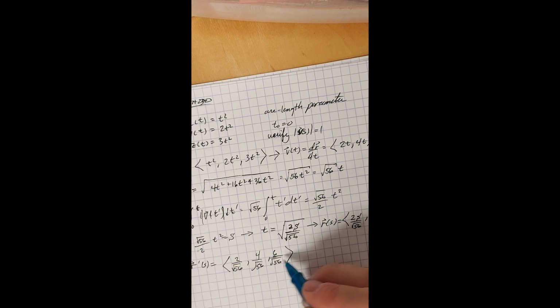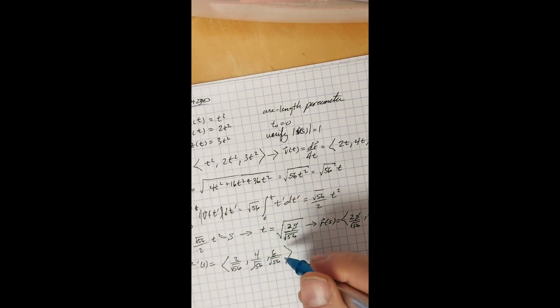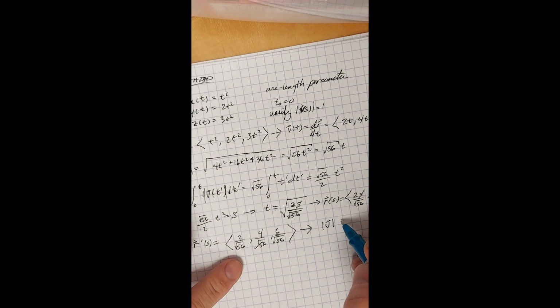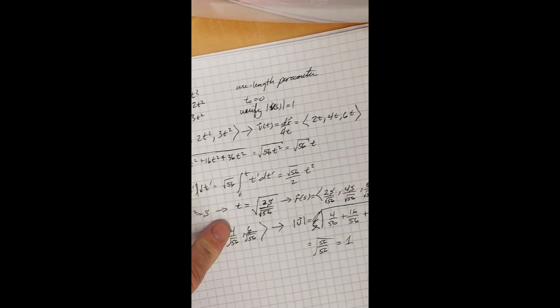And let's see. So that's going to give me v of s. And then that means that the absolute value of v of s is dotting this with itself. Actually, it's a square root. We have 4 over 56 plus 16 over 56 plus 36 over 56. Adding those up, you're going to get 56 over 56, which is, of course, 1, as expected.